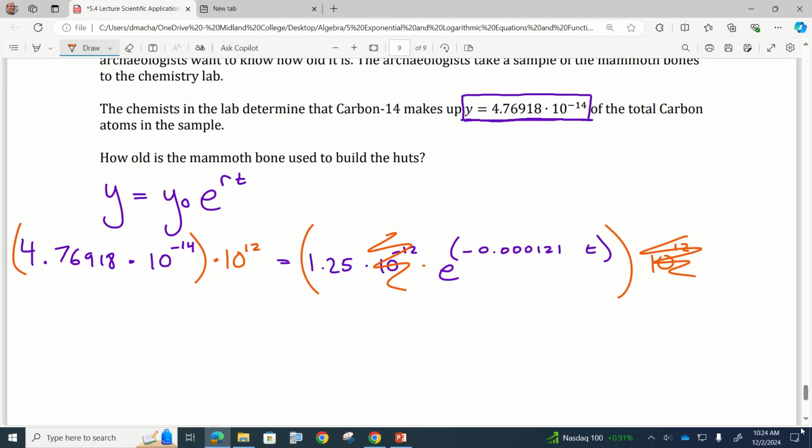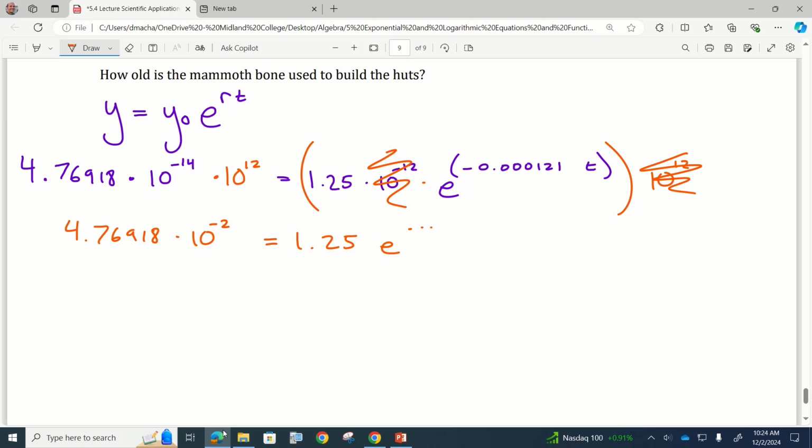On the right side, I've got 10 to the negative 14 times 10 to the 12. And I just add the exponents. Negative 14 plus 12 is negative 2. I'm not going to rewrite that number. I'm trying to conserve my pencil lead.